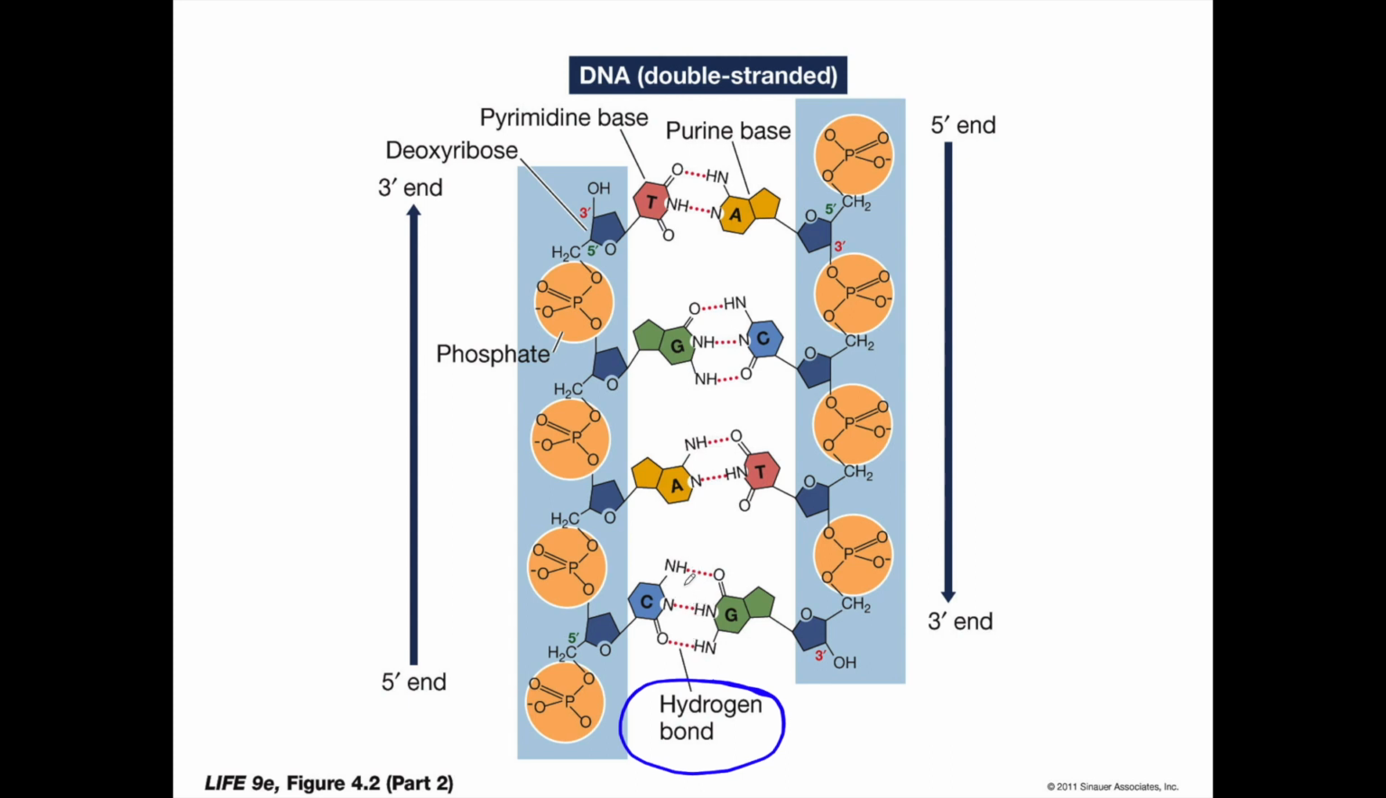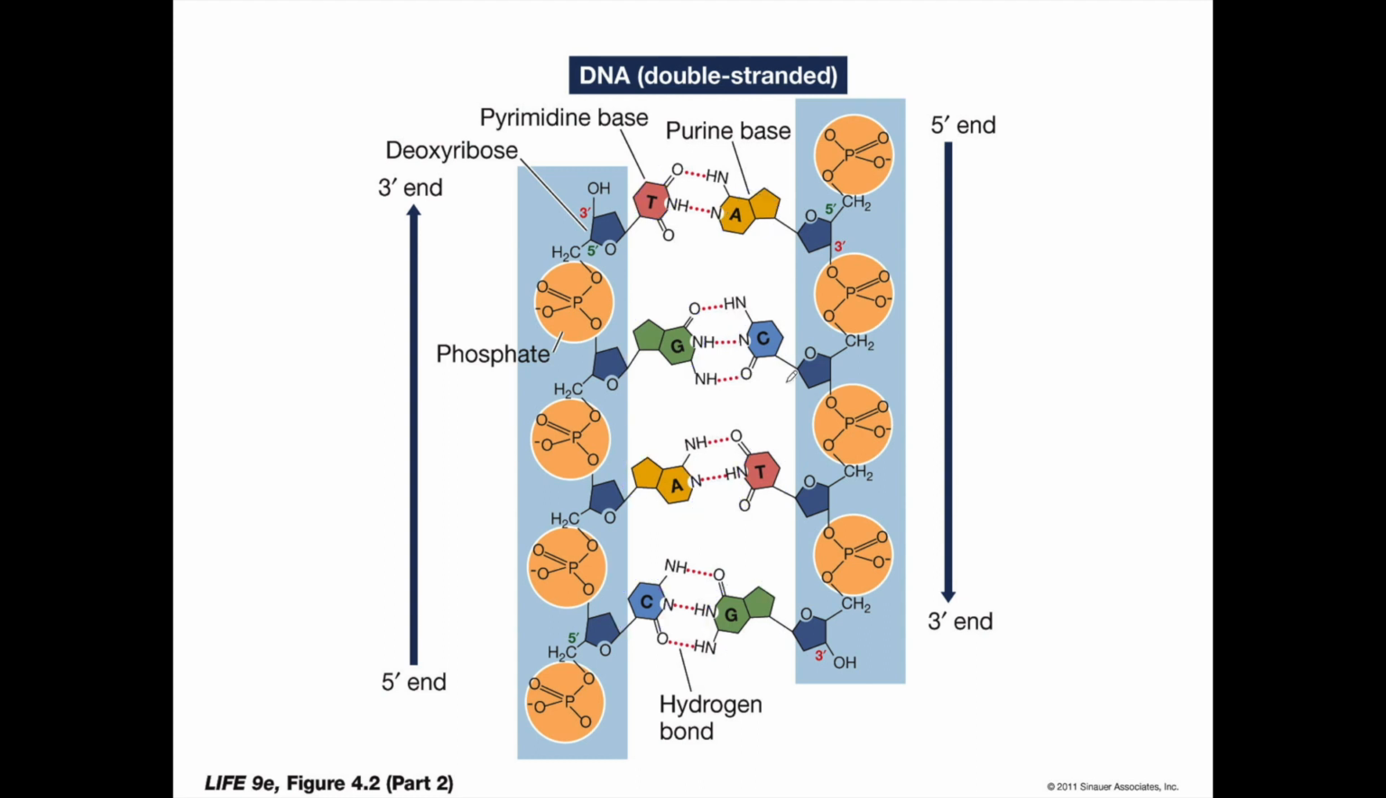Okay, and they always pair up in an exact pattern. The base A in DNA always pairs with T in DNA. The base C in DNA always pairs with the base G in DNA. So A is always with T, C is always with G. Okay, that's called the base pairing rules. So that makes up the double strand of DNA.